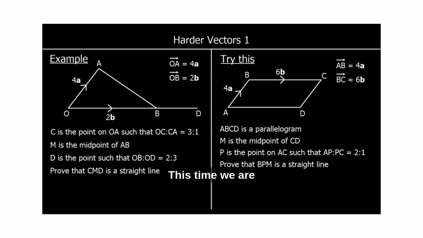Here's another example. This time we are proving that something is a straight line. We are told that C is the point on O to A, such that O to C is 3 parts and C to A is 1 part. So C is on O to A, O to C is 3 parts, C to A is 1 part, so there's 4 parts in total. The whole line is called 4a, so O to C must be 3a and C to A must be a.